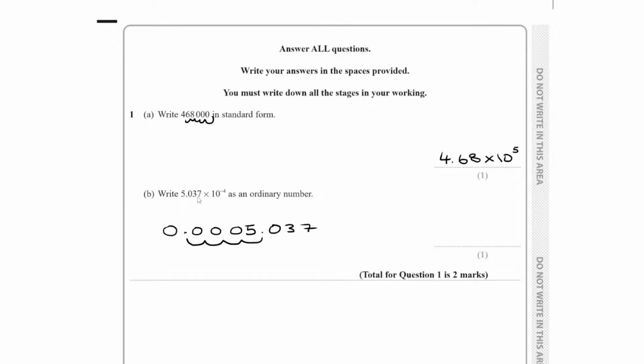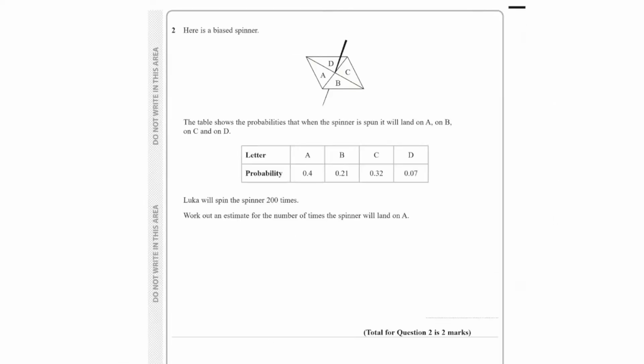The other way you can do it, this only works for the negative powers, is it's effectively you put that many zeros in front. Obviously, there's a decimal place between the first two though. That only works when you've got a negative power, so you can use that logic if you want. So we've got 0.000537. Okay, 2 marks.